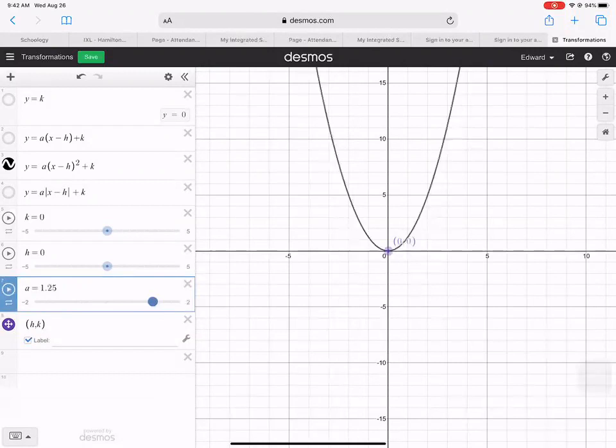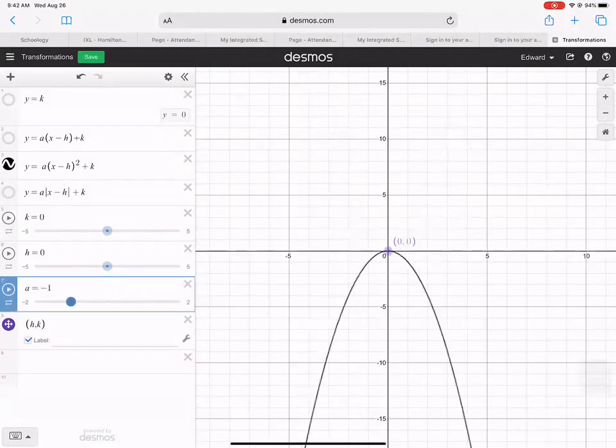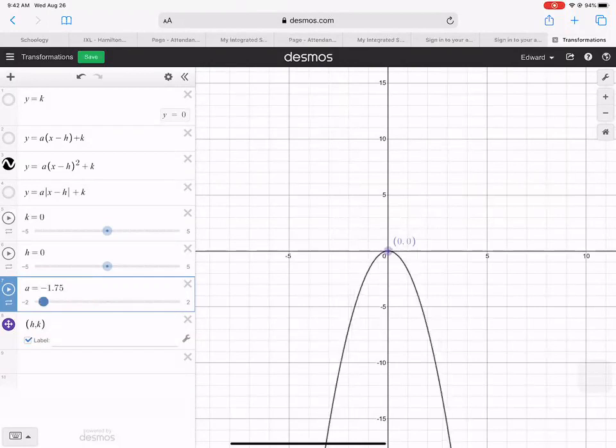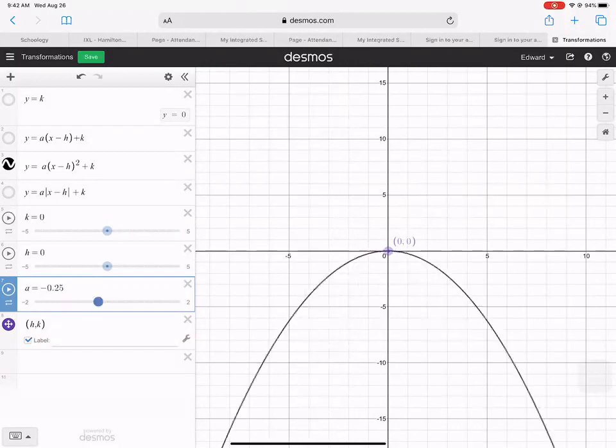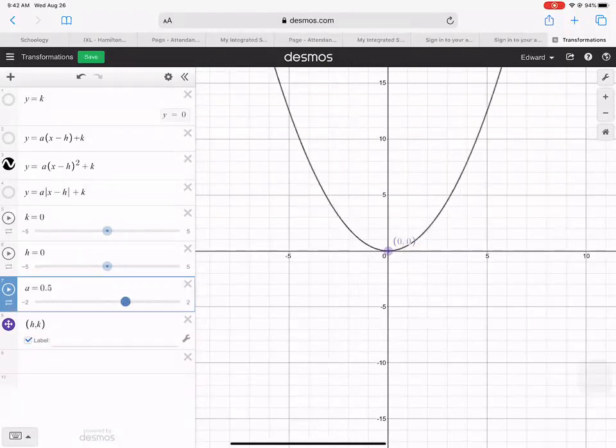If a was positive, we'd be on top, pointing upwards. And if a was negative, it points downward. A simple symbol of a negative could give you positive income, or it could give you negative income.